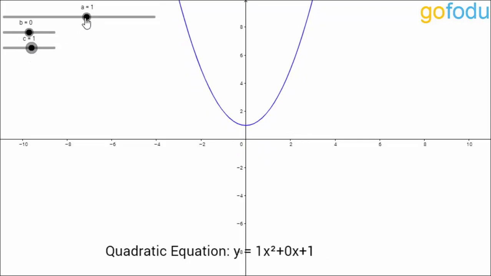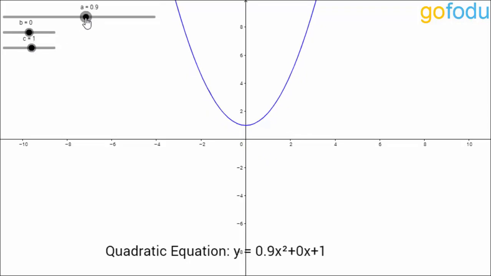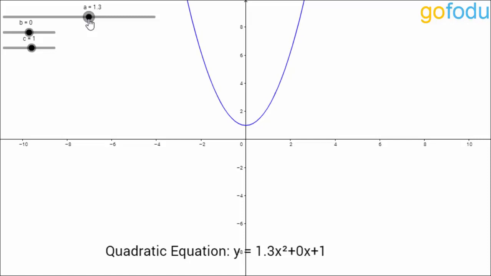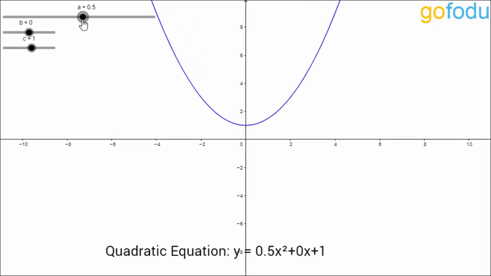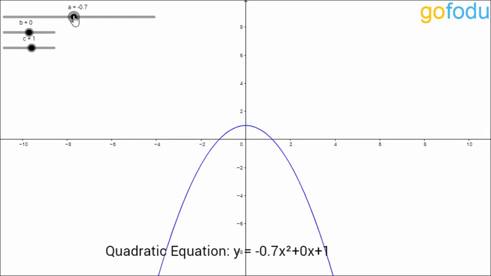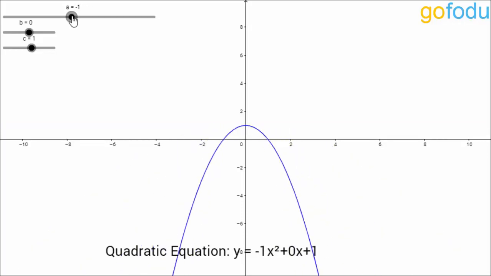Okay, now let's change the value of a. On increasing a, the graph becomes narrower. And on decreasing a, it becomes wider. Till at one point, it changes to a straight line. You can see here, the value of a becomes 0. So this x square term gets eliminated and we get a linear equation, and that is the reason why at a equal to 0, the graph becomes a straight line. And when we decrease a further, the graph will open downwards.